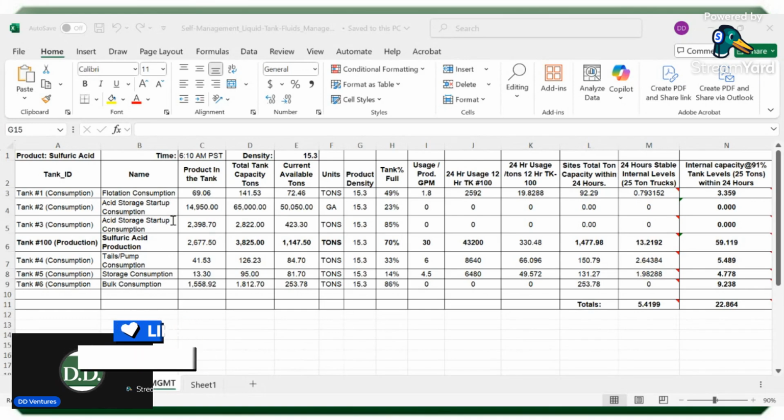And then in order to keep the internal tanks at the same current level as their readings in column G, you would send approximately 5.42. So this calculation gives an exact number of trucks you need to pull from one production tank, and also the number of trucks you need and how to split that up among your consumption tanks.